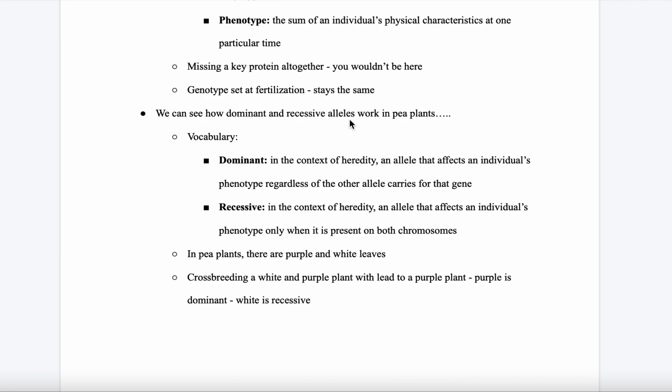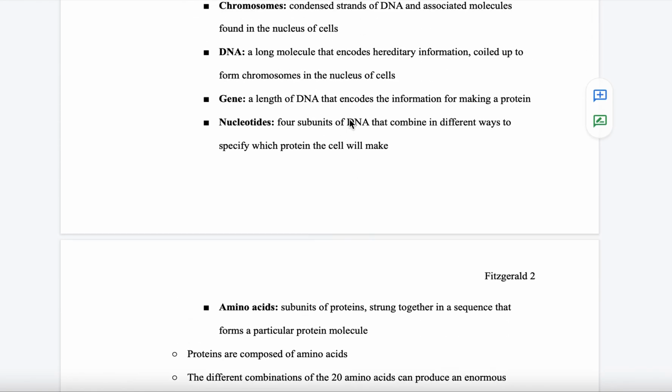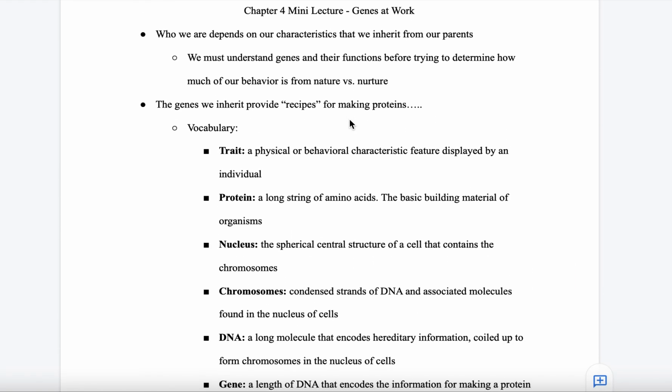In pea plants, there are purple and white flowers. Crossbreeding a white and a purple plant will lead to a purple plant, because purple is dominant while white is recessive. However, if you were to take two white-flowered pea plants and crossbreed them, the resulting pea plant would be white, because there's no purple allele in those that can be passed on at all. And that's really it for this section. It's pretty interesting in terms of genetics and all that. And yeah, that's it.